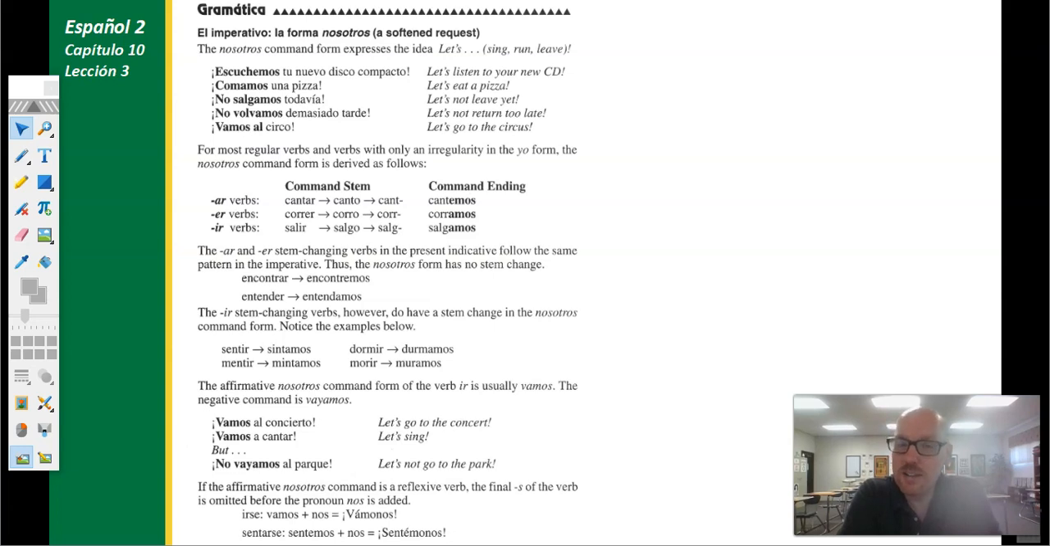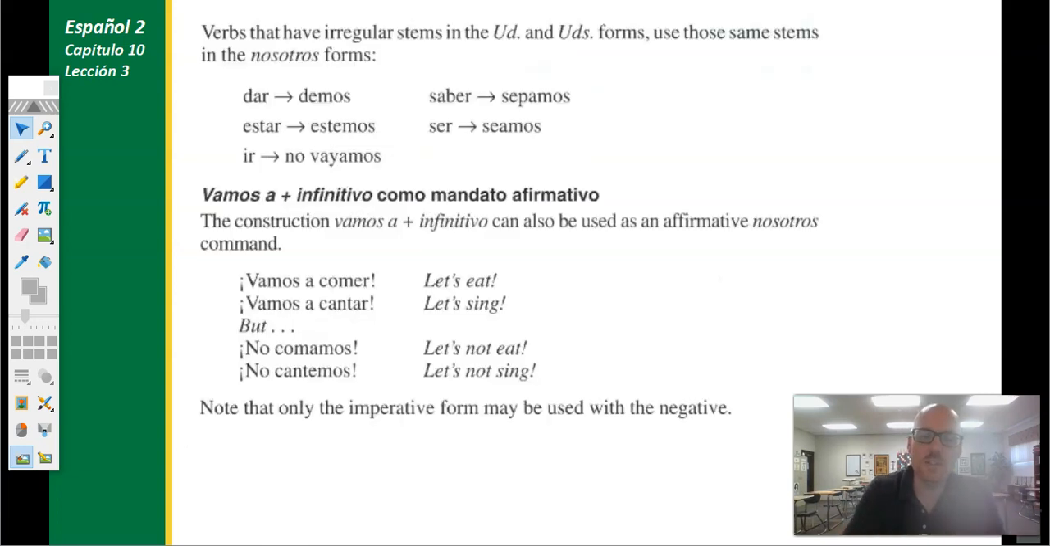Then you drop the ending, and you use the opposite infinitive ending to form the nosotros. Of course, we said you can also use the ir más a más infinitivo, vamos a plus your infinitive, and that means the future, that means the nosotros command as well. Vamos a comer right here, let's eat. Vamos a cantar, let's sing.